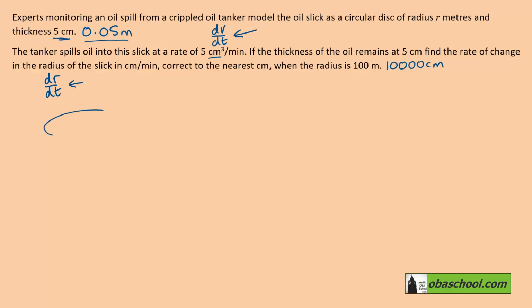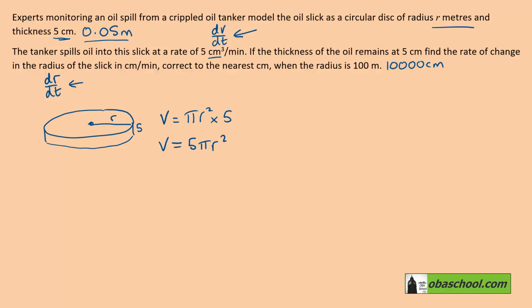Now, our slick itself is like a cylinder. This is the radius, and we know that the thickness is 5 if we work in centimeters. So I'm just going to go for r in centimeters and work in that way all the way through. So the volume would be the area of the cross-section, which is pi r squared, times 5. So that means the volume is 5 pi r squared.